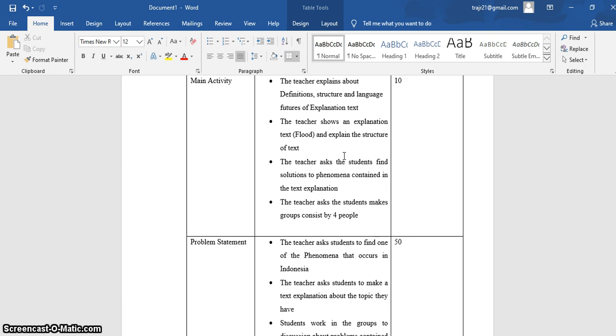because if the students learn in a group, it will be easier for them to learn the material. And the teacher asks students to find one of the phenomena that occur in Indonesia, like the flood and other phenomena.